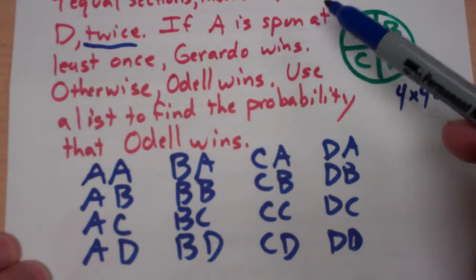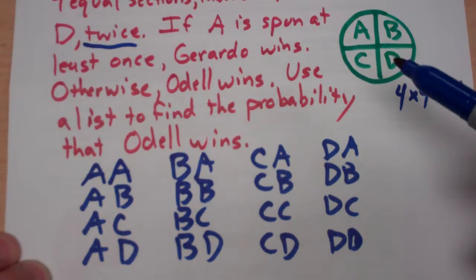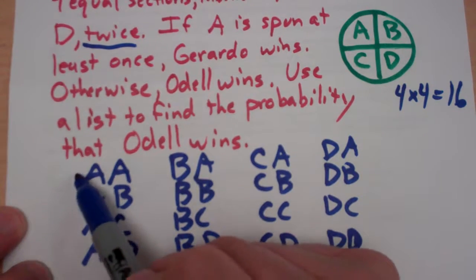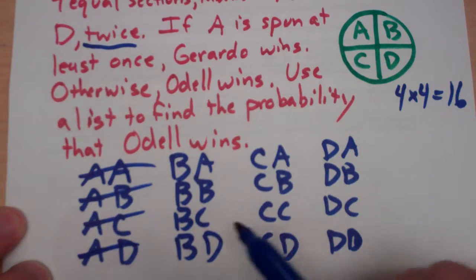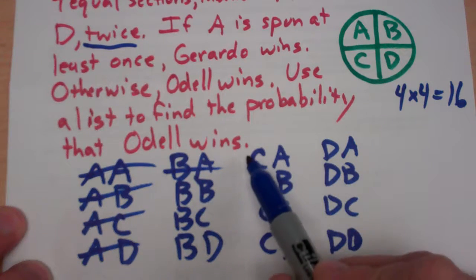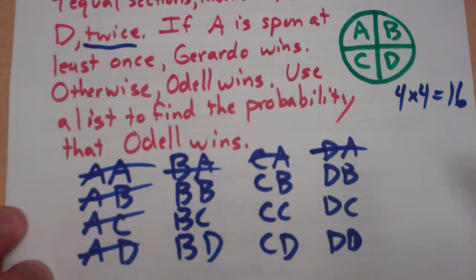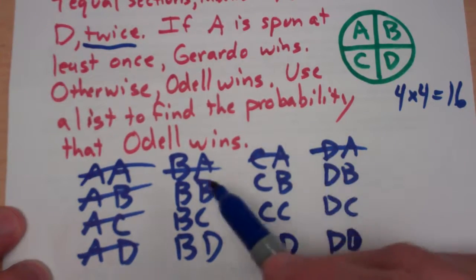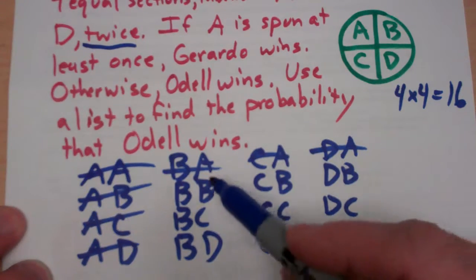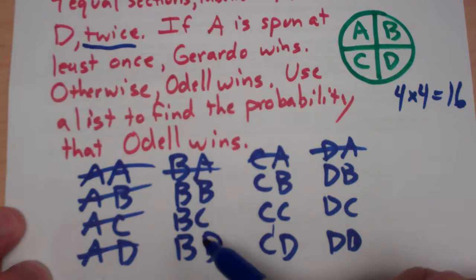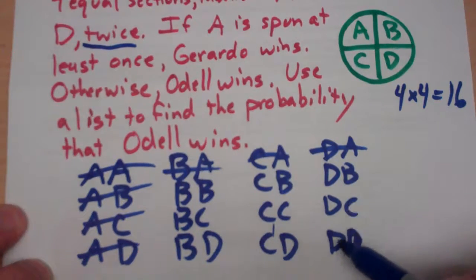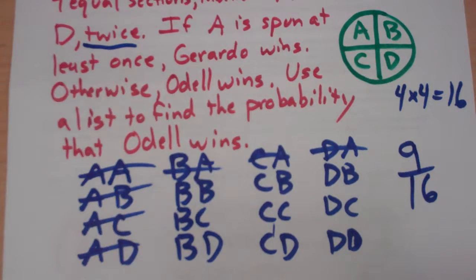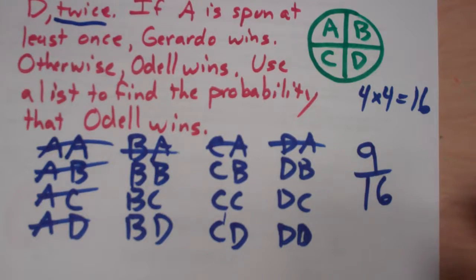If A is spun at least once, Gerardo wins. Otherwise, Odell wins. So I'm going to mark out all the ones that Gerardo wins. There's at least an A, at least an A, at least an A, at least an A, at least an A, at least an A, at least an A. So now we have all the winners for Odell. None of these have at least one A in them. So we have 1, 2, 3, 4, 5, 6, 7, 8, 9 winners out of 16. So the probability that Odell wins is 9/16.